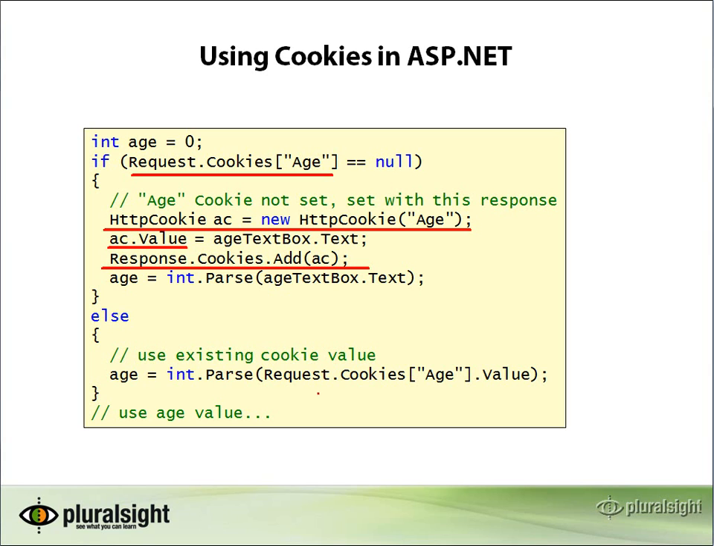And then on subsequent requests, you can go ahead and access it just by looking at the value attribute of the cookies that are in the request collection. So next, we'll go ahead and try using a cookie to replace the session state example that we already have in place.